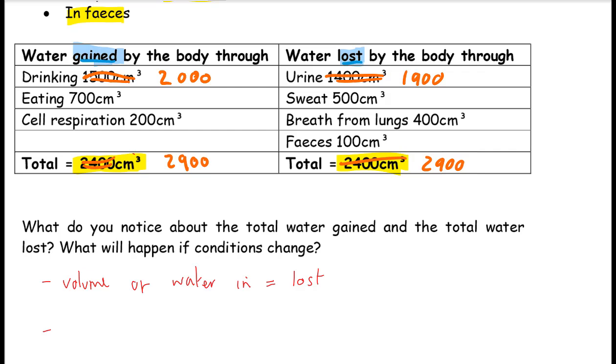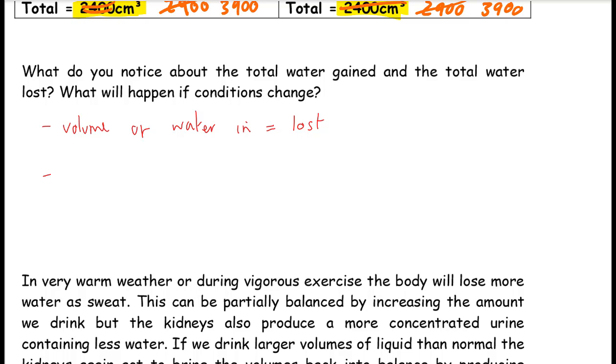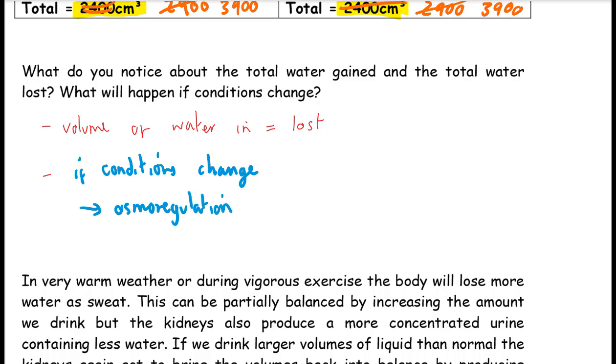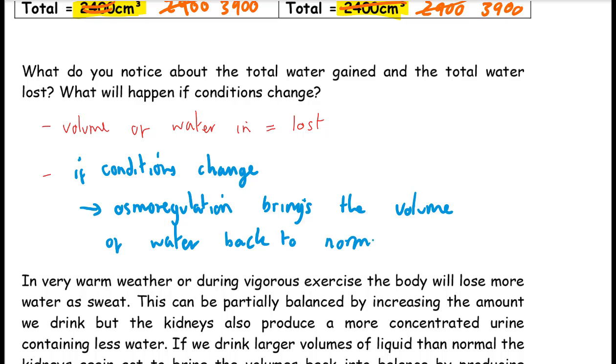If it got really, really hot and you started sweating loads, that would also go up. So the amount that you would have to drink would be much, much more. So your body basically tries to balance the amount of water you're taking in with the amount of water you're taking out. So if conditions change, then osmoregulation brings the volume of water back to the normal concentration.